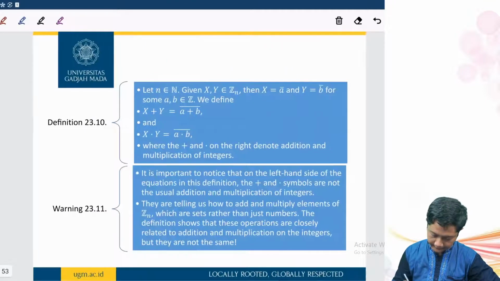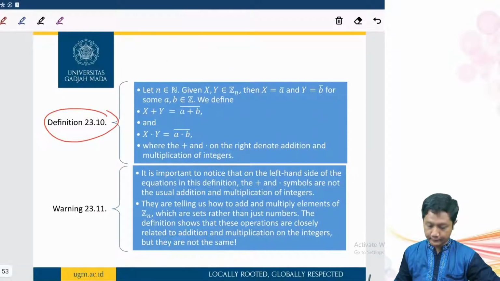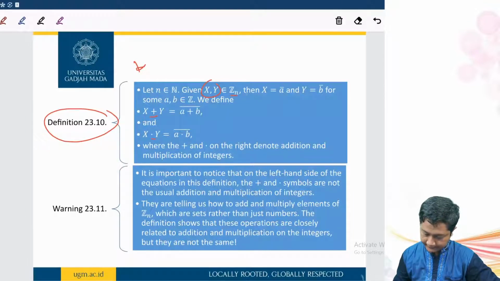Okay. And next is this definition 23.10. So we make some operations on Cn. What are the operations? We have plus and times here. If we have two elements in Cn, where x is equal to a bar and y is equal to b bar, then what is x plus y? We define x plus y as a plus b bar, so the class which contains a plus b.